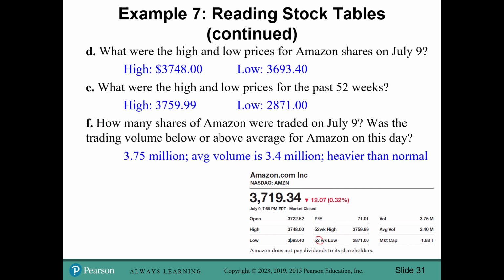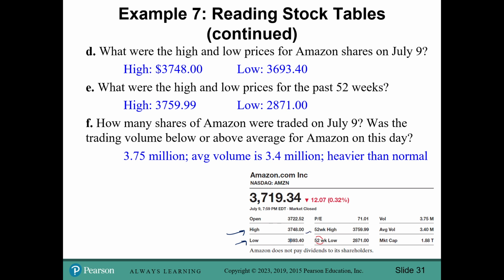All right, let's look at D. What were the high and low prices for Amazon shares on July 9th? All right, highs and lows, all we're looking for right here. So, high right there, low right there. So the high was $3,748. The low was $3,693.40.